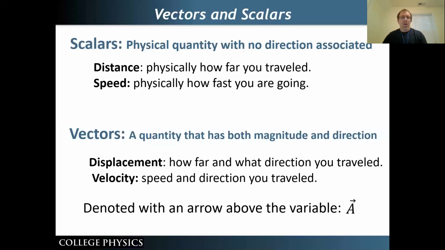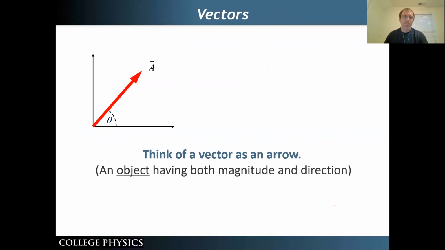All right. If I want to denote a vector, well, how do I do that? I make sure that I put this little arrow over the top of the variable that I'm using to describe my vector. So if I'm talking about vector A, then my notation needs to be an A with an arrow over the top of it. All right. So just like this, and we can think of a vector as an arrow.